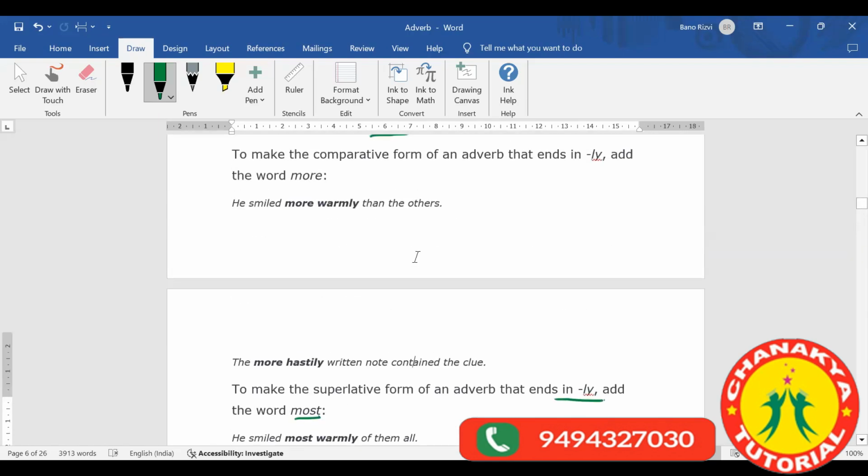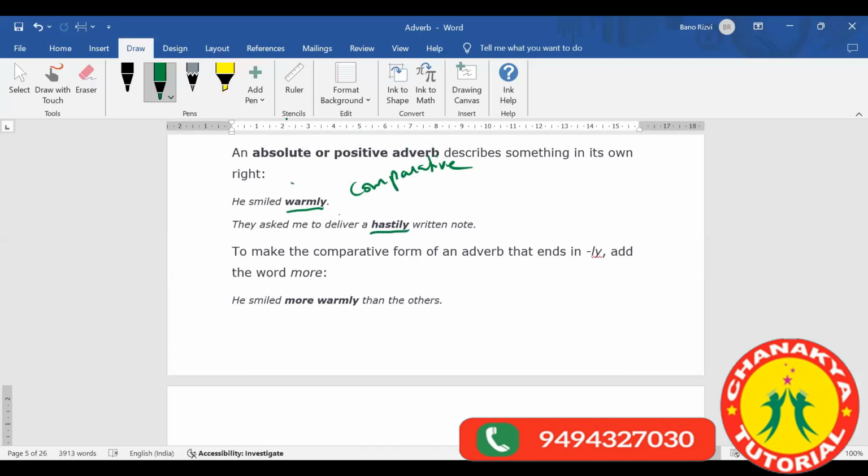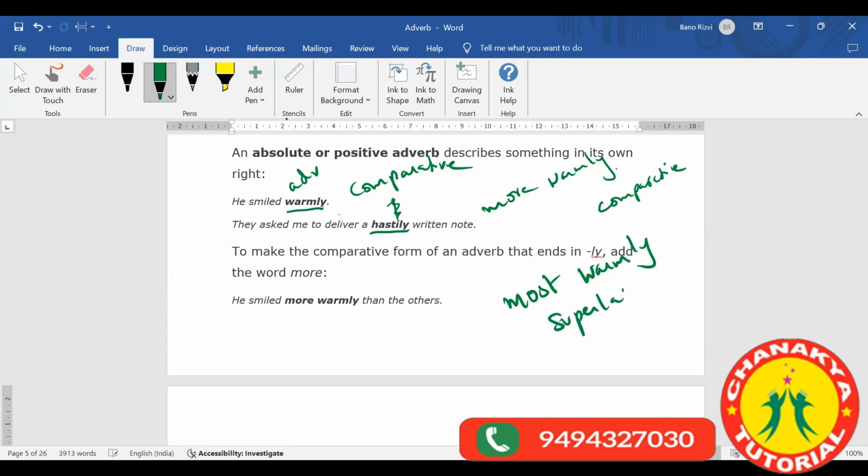You understand? Warmly is the adverb. More warmly will be comparative, and most warmly will be superlative. You understand superlative and comparative? Yes, ma'am. Anybody has any question till now? No, ma'am. So far? Okay.